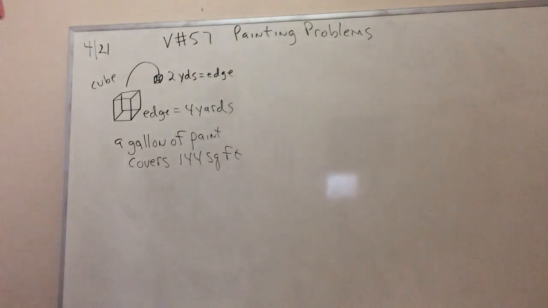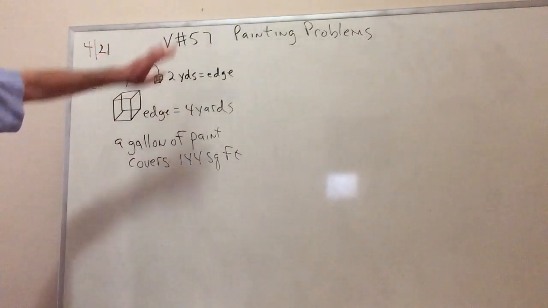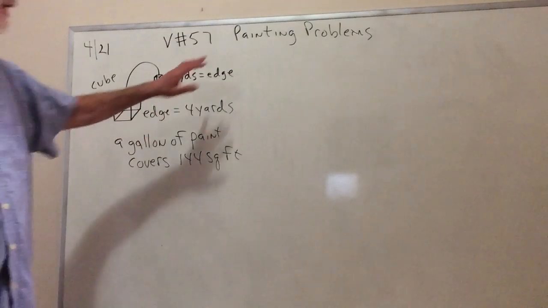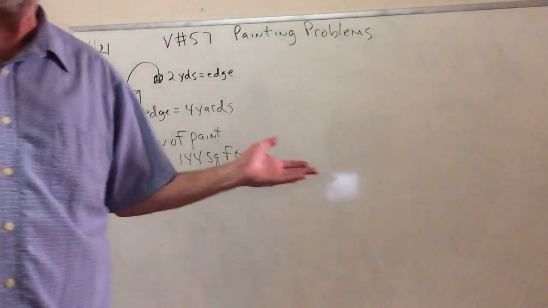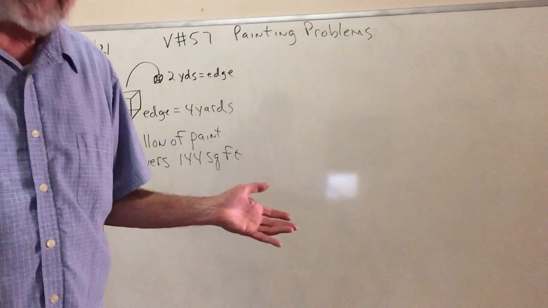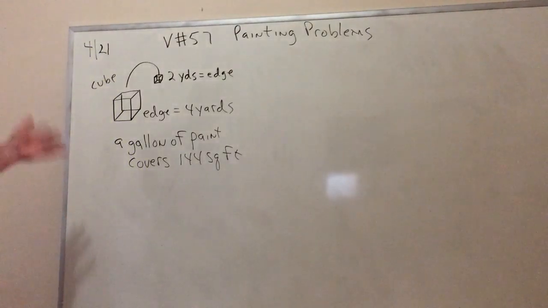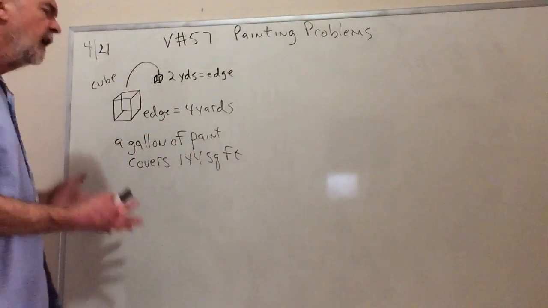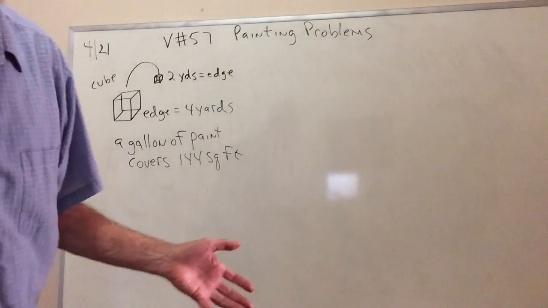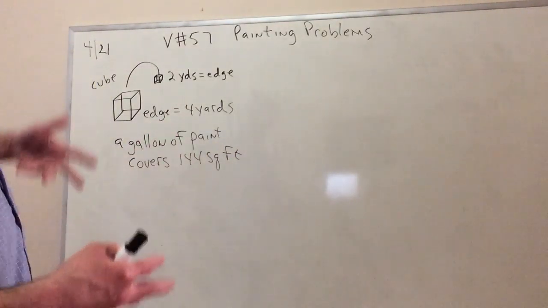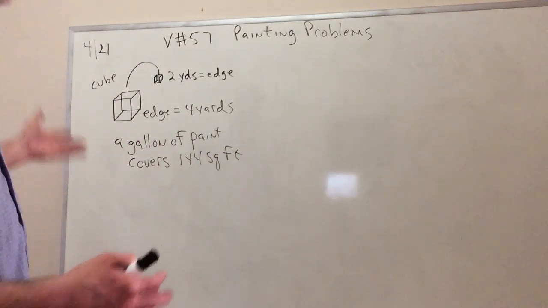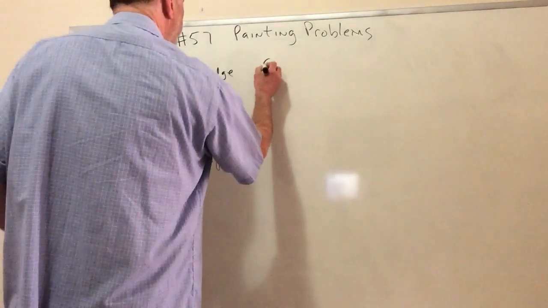Okay, let's go. We're talking about 421. This is video number 57, and we gave it a title of Painting Problems because typically it's 7th grade math just to calculate the surface area of any object, but it's 8th grade math to take it to separate problems. So in this problem you have to do conversion.